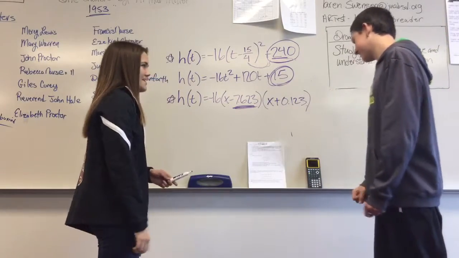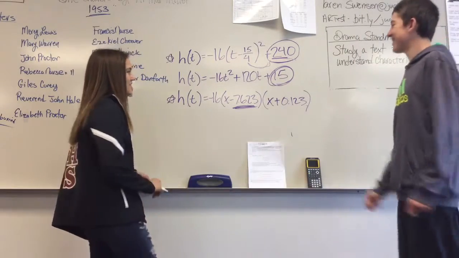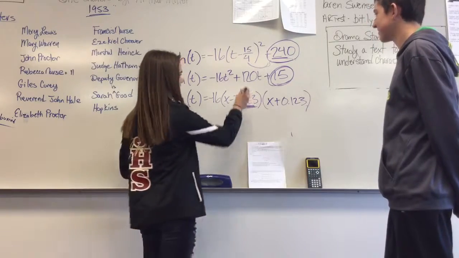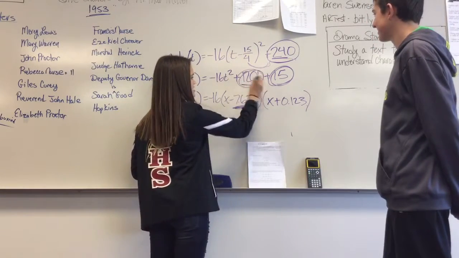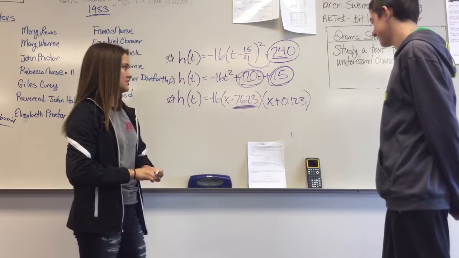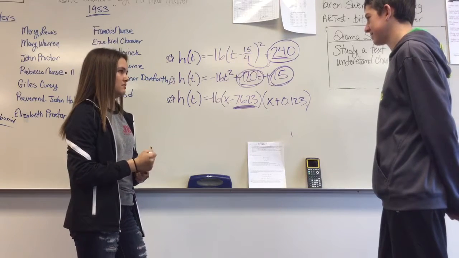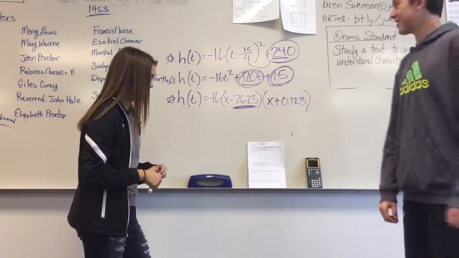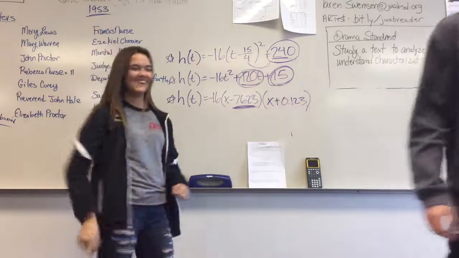And then when you're looking for the velocity, you would also use standard form, because this number here is the initial velocity of the rocket. So the rocket's initial velocity was 120 feet per second. Yeah. And that is done.